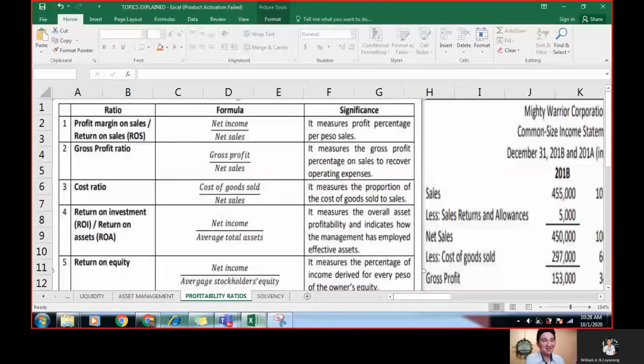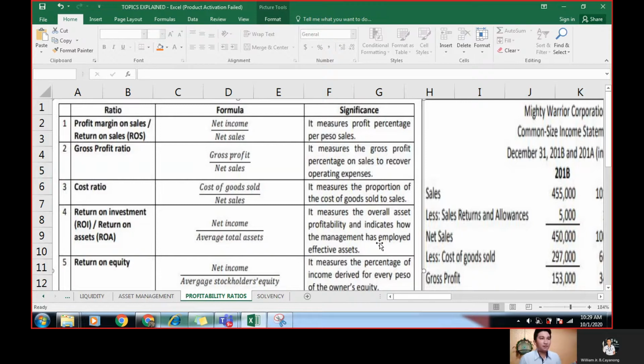Okay, so good day. We are now going to continue the financial statement analysis, specifically ratio analysis in the field of profitability and solvency ratios. Let's begin with the profitability ratios. As you can see, we have different formulas for profitability ratios, the formula and its significance. Why do we need to analyze this one? So that's the significance, okay?